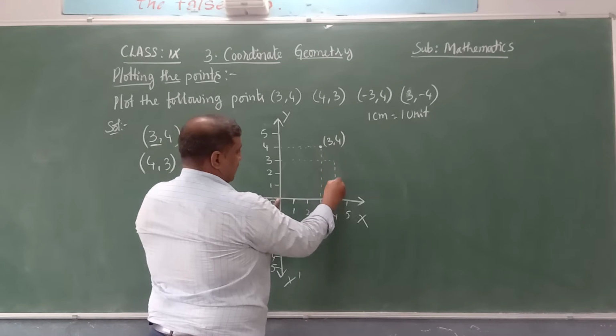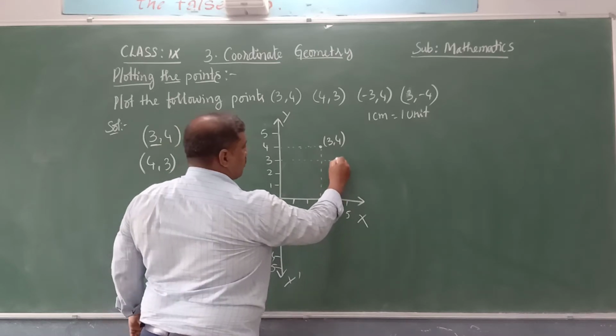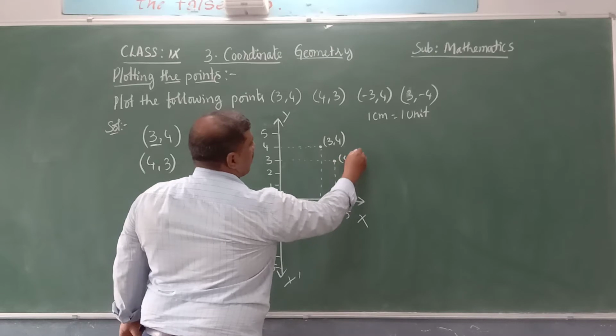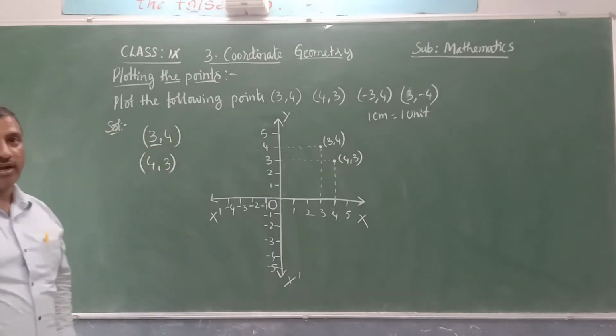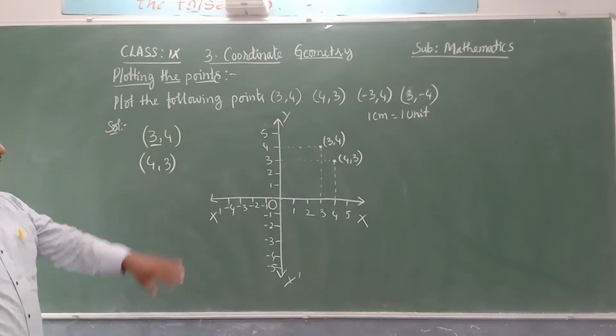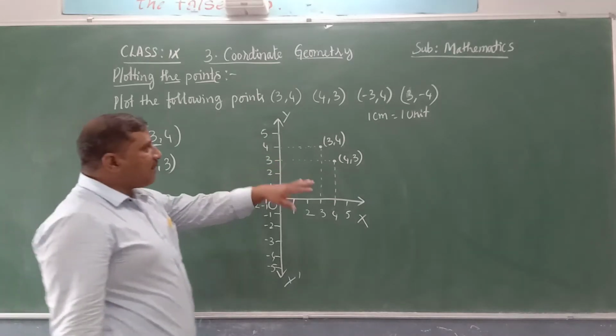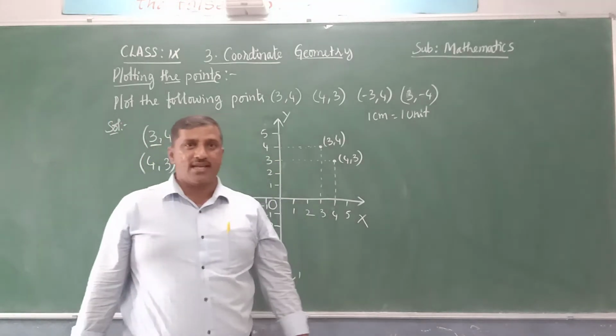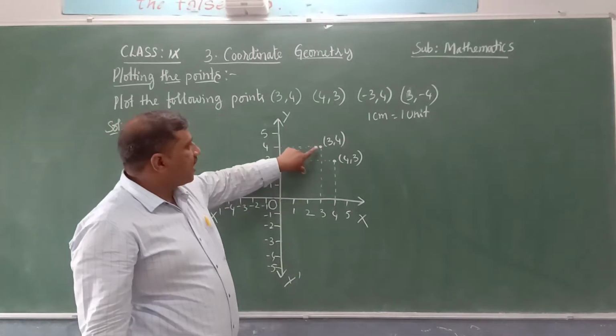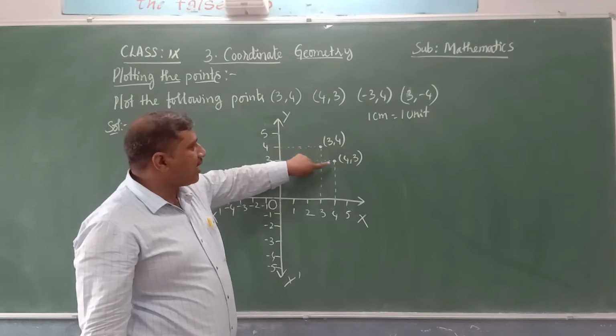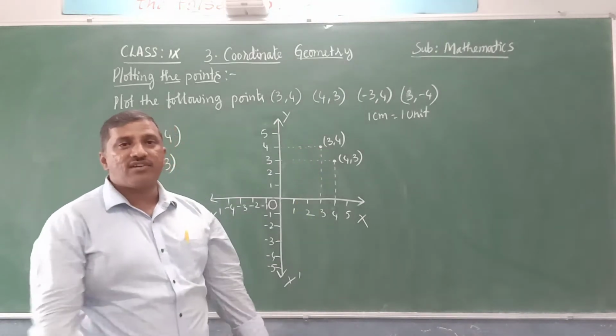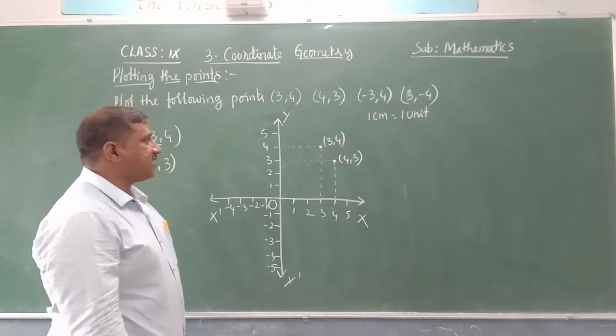Like this they intersect. This point we have to locate, and it is (4, 3). That point is (4, 3), and that is (3, 4). Are they equal? (3, 4) and (4, 3) are not the same points. You see their positions. This is (3, 4) and it is (4, 3). They are different.